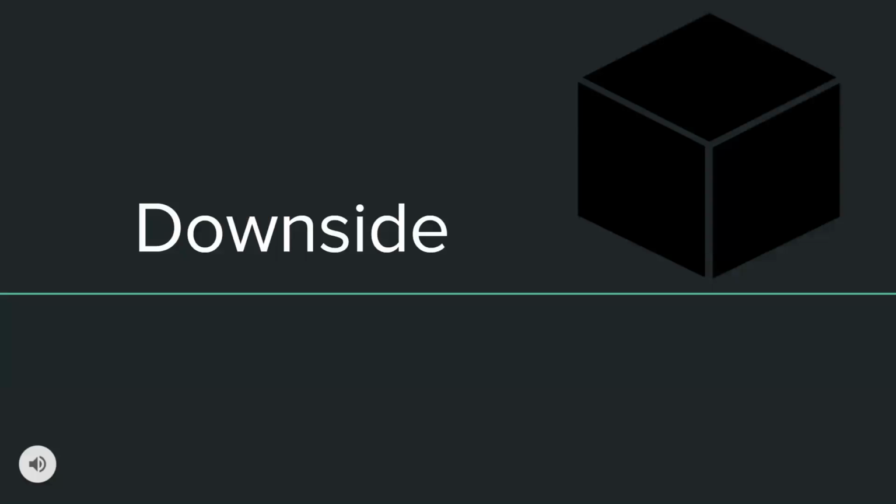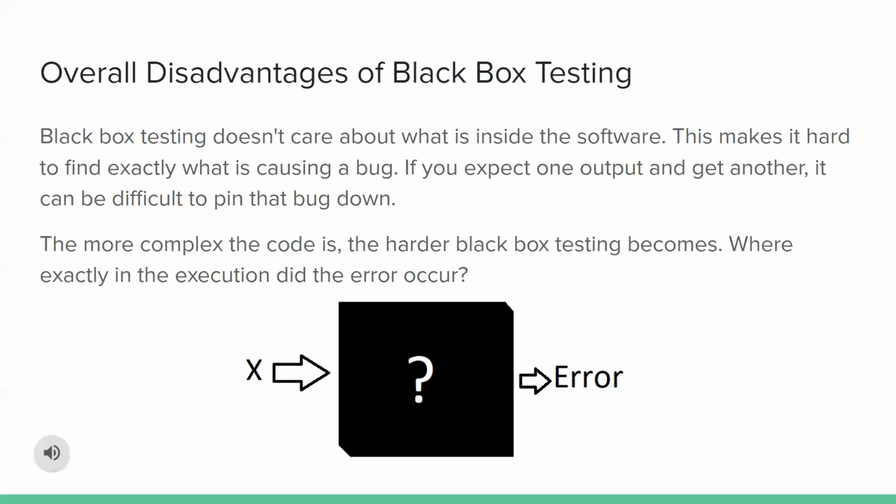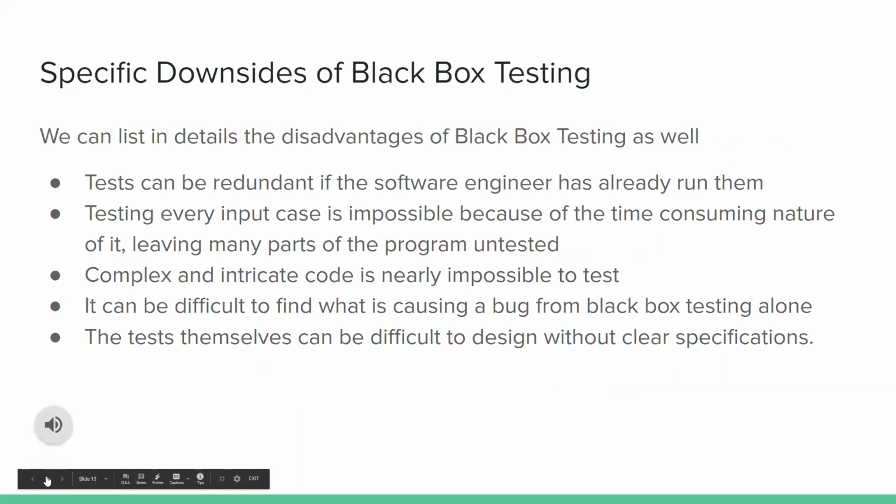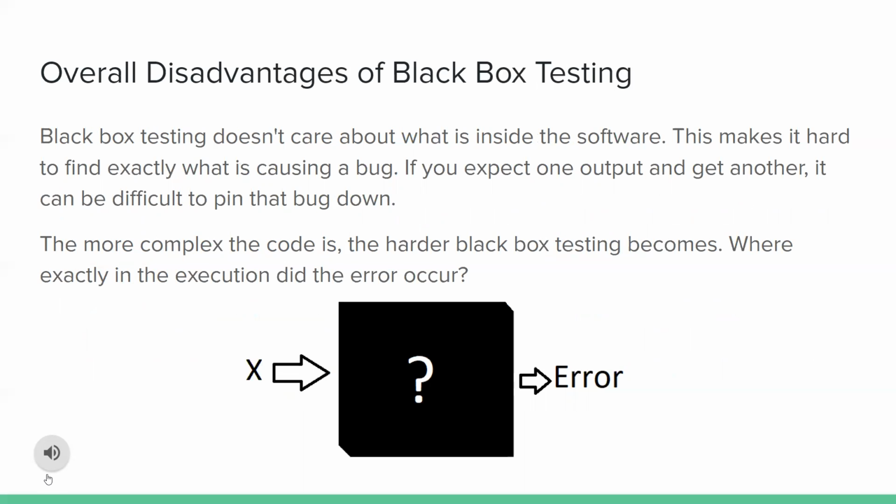Now that we've talked about upsides, let's talk about downsides. Some advantages of black box testing also lead to its disadvantages. Because we don't know what is really going on inside the black box, it makes it difficult to track the exact reason for an error. With simple code, this isn't really an issue, but with more extensive and complex code, it becomes increasingly hard to nearly impossible to track down the exact causes of an error.